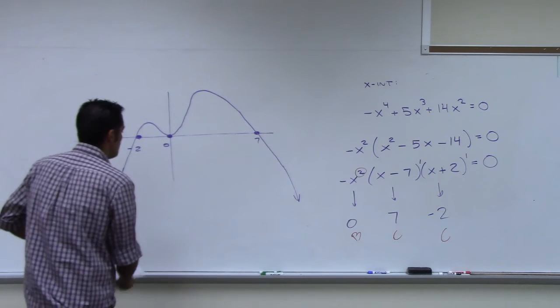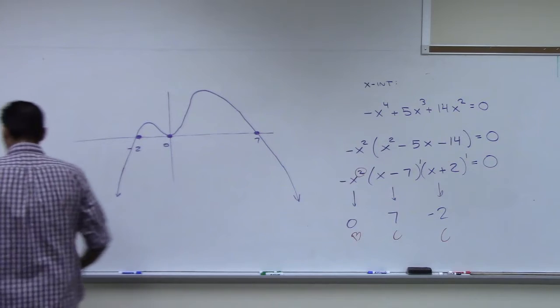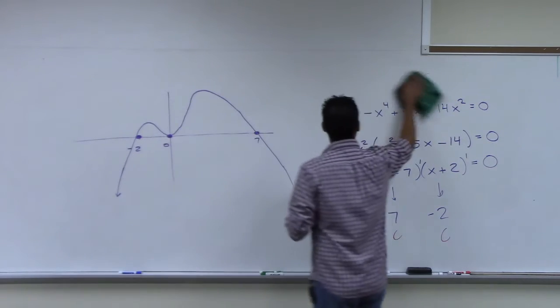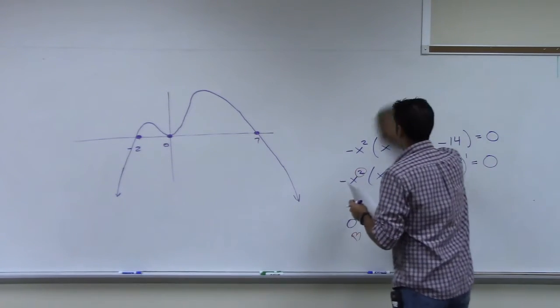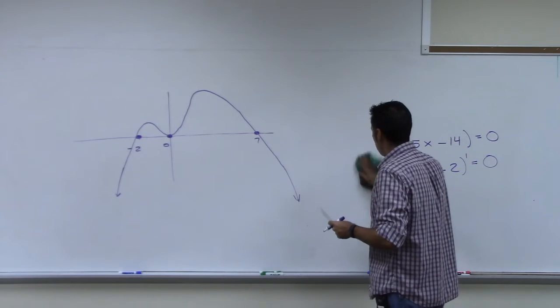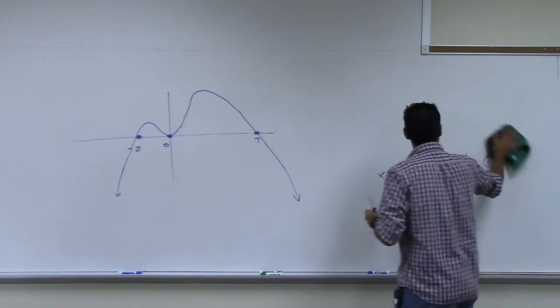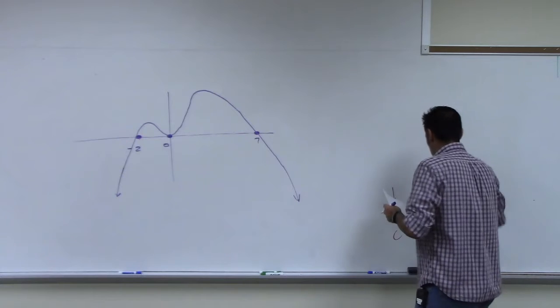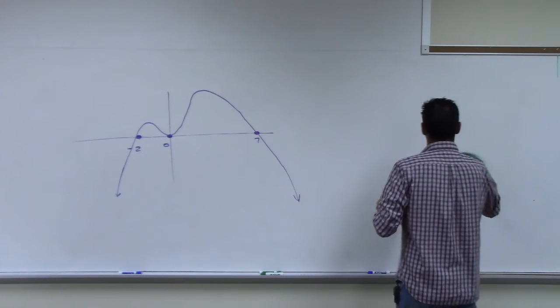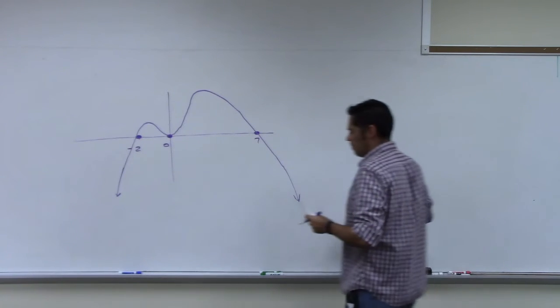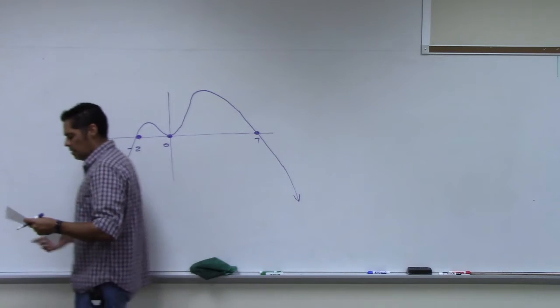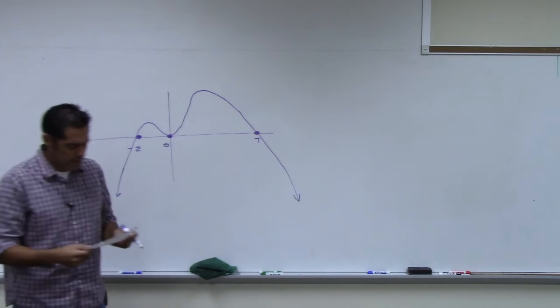All right, let's look at number 8. For number 8, the difference is that I've given you another polynomial function, but it's already factored, right? It's already factored.